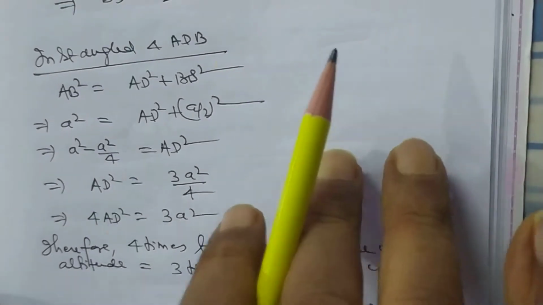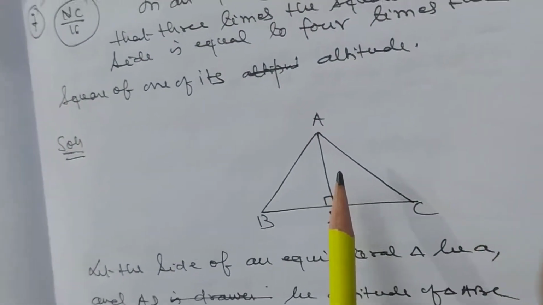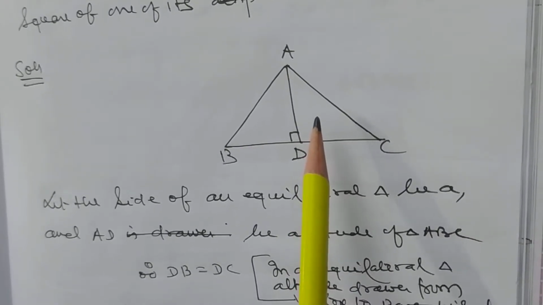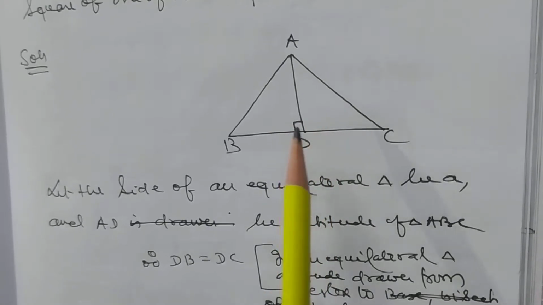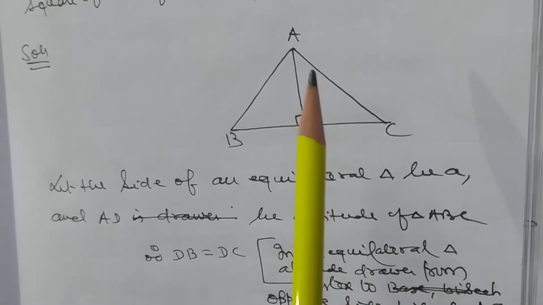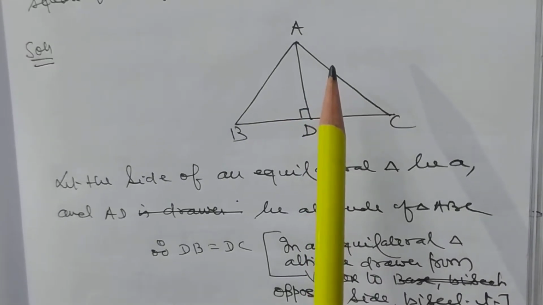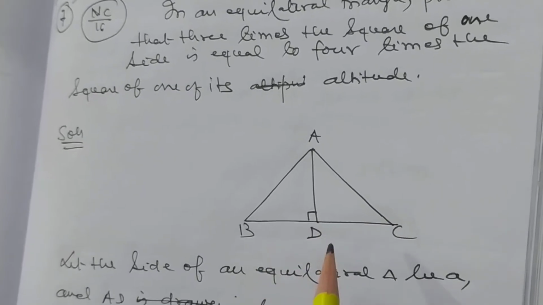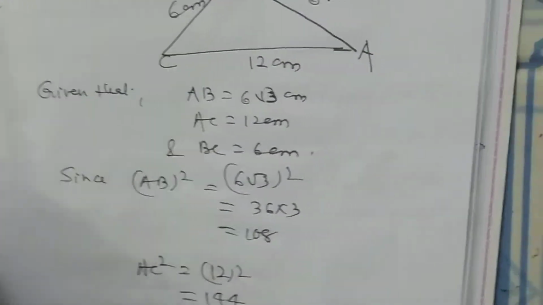So in this way you can solve this problem. This problem is important for the questions having 2 marks, so you must remember the answer also. In an equilateral triangle, 3 times the square of the side is equal to 4 times the square of its altitude.